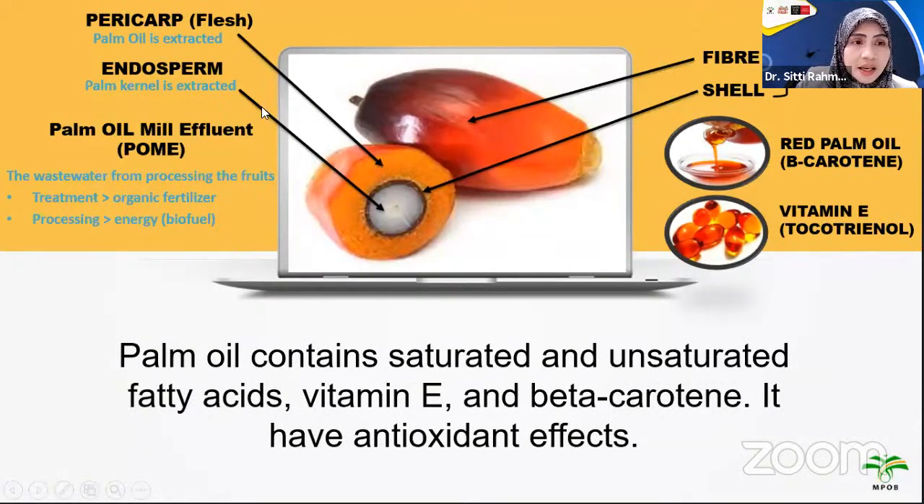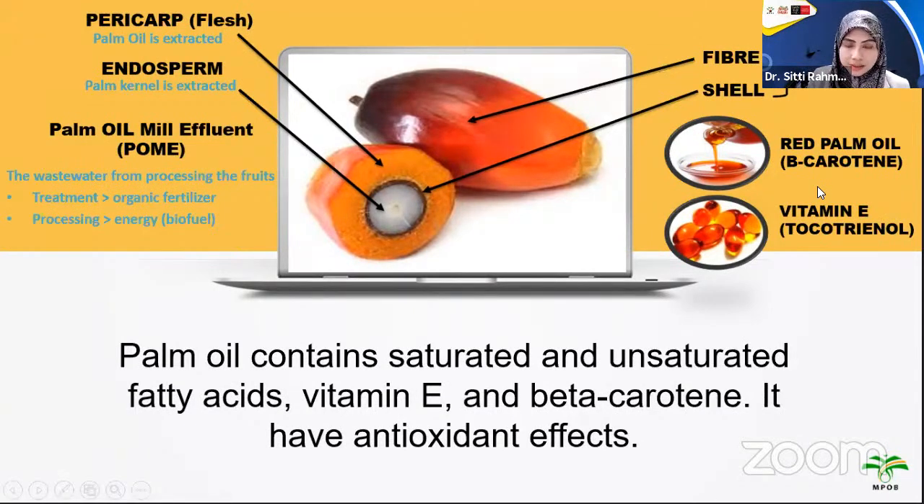Here I show you where the palm oil is extracted. The palm oil is extracted from the pericarp, which we call the flesh here. This is the endosperm, from which the palm kernel is extracted. The palm oil mill effluent, the wastewater from processing the fruits, can be used as an organic fertilizer after treatment, and after processing it can be used as energy like a biofuel. Here, this is the fiber, and the shell can be used as fuel for the boiler in the mills.